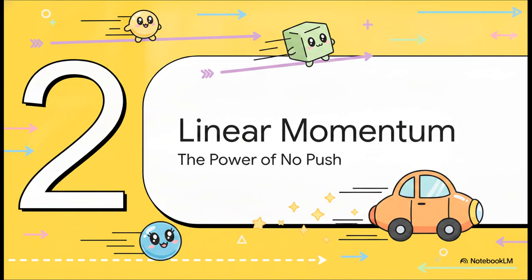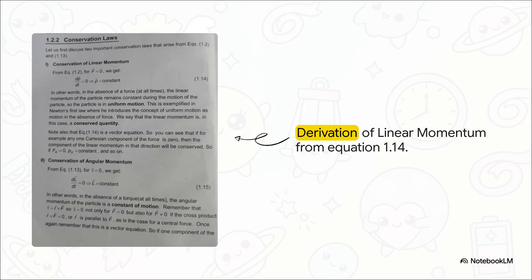Conserving linear momentum: the power of no push. Now, take a look at the math here. Equation 1.14 shows us that when force is 0, the derivative of momentum with respect to time is also 0. And remember, this is a vector equation, right? That means if even one directional component of force is 0, let's say the force along the x-axis, then the momentum in that specific direction is perfectly conserved.